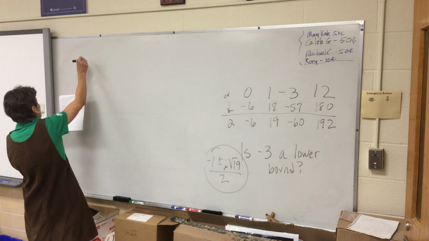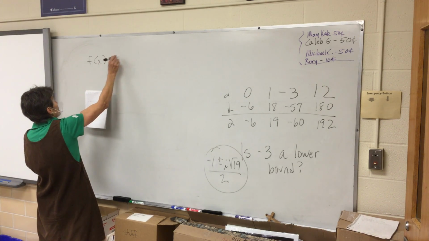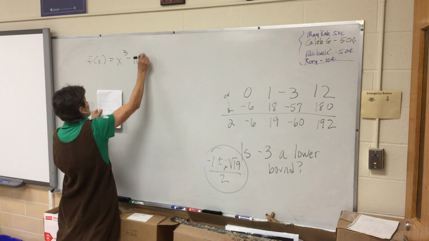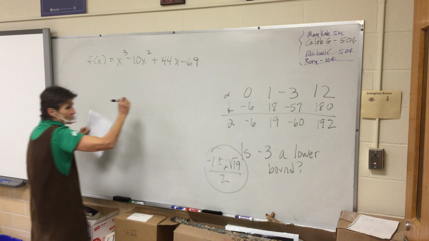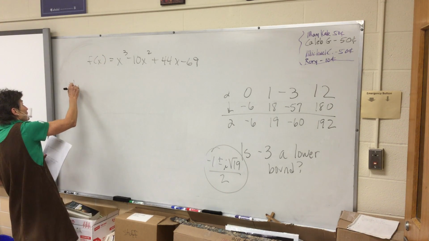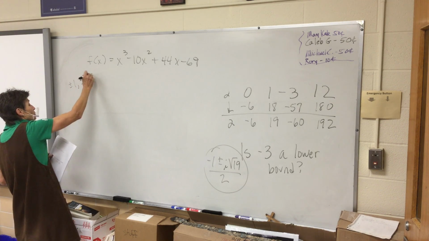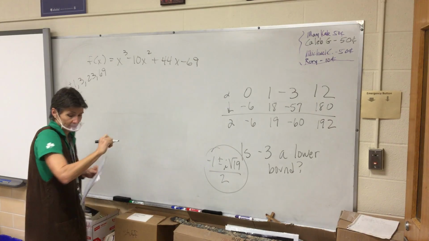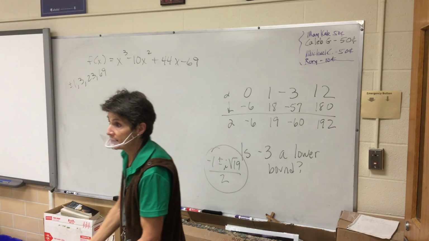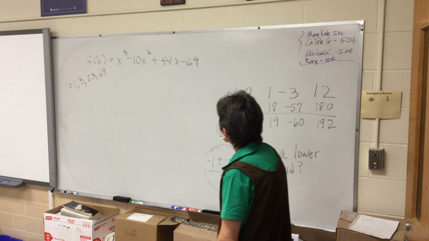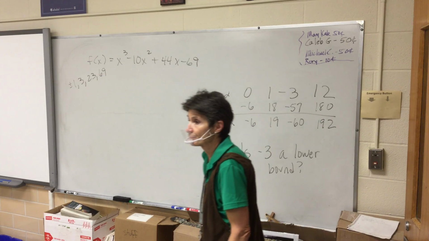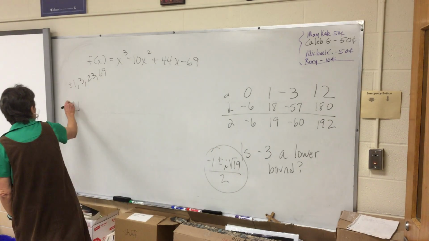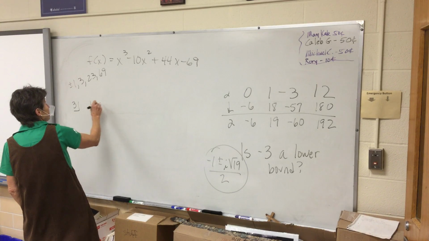So, anybody have a thought on what might be a good guess? What are our PRRs this time? 169. Factors of 69: 1, 3, and 23, 23 and 69. Great. Plus or minus? I don't know. What do you want to try? 3. No zeros in this one.